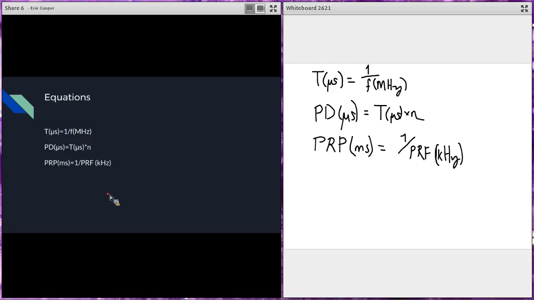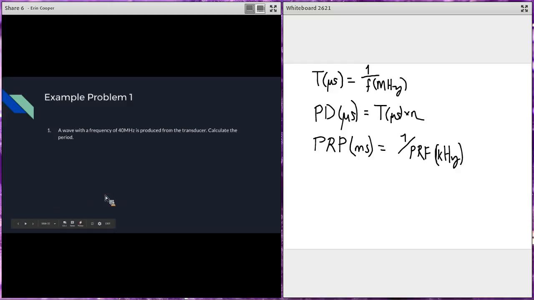All right, so the pulse repetition period in milliseconds is 1 over the pulse repetition frequency measured in kilohertz. All right, now that we have those equations, let's take a look at some example problems. Example problem number 1. A wave with a frequency of 40 megahertz is produced from the transducer. Calculate the period. Fortunately for us, this is a simple plug and chug.